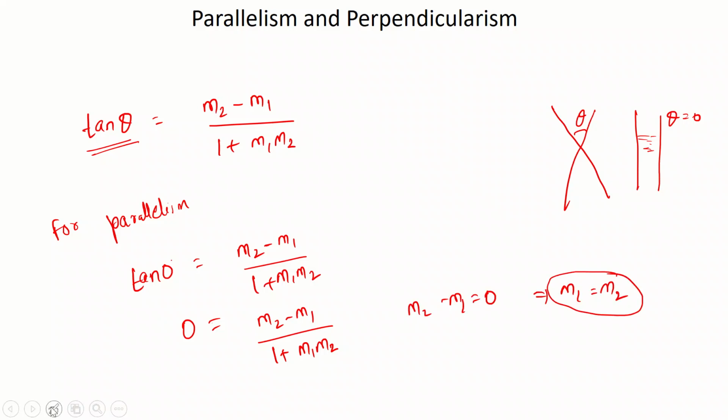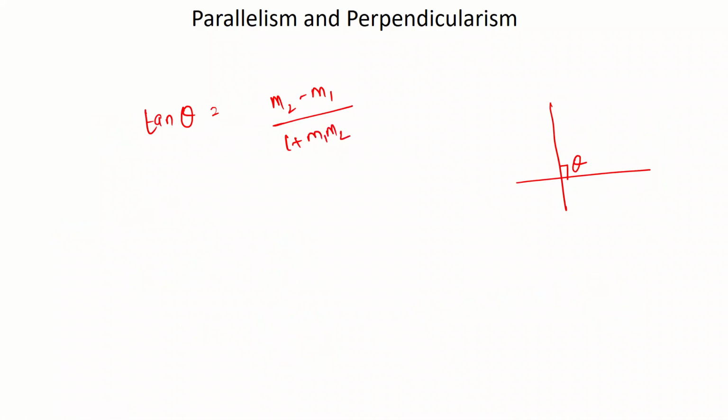Okay, now let's consider the case for perpendicularism. If I want the two lines to be perpendicular to each other, that means my theta is actually 90 degrees. So let me write down the formula again. Tan theta is (m2 − m1) by (1 + m1 m2), where m1 and m2 are the slopes of the two lines. And if I want these two lines to be perpendicular, then I want my theta to be equal to 90 degrees. So I get tan 90 degrees is equal to (m2 − m1) by (1 + m1 m2).